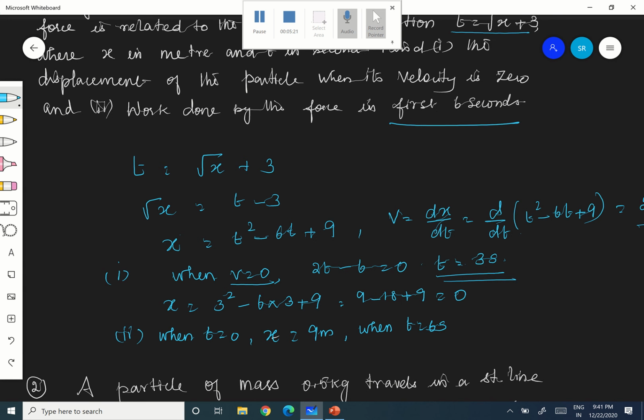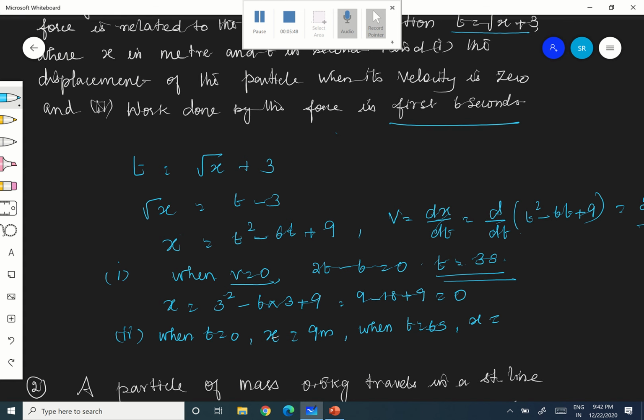And next one, why? Because you are asked to find out the work done by the force in the first 6 seconds. Therefore, in the first 6 seconds, what is the displacement? First, you have to find that out. Once you know the displacement, then multiply it by the force, that gives you the work done. Now when t is equal to 6 seconds, what is the displacement you see?